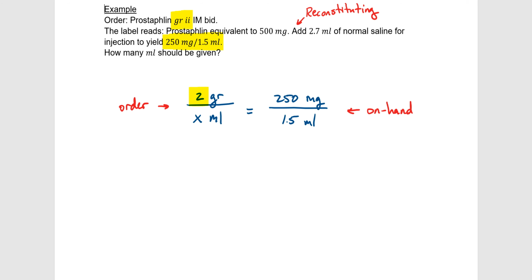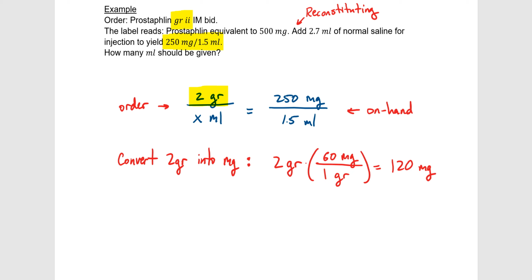So we recognize that we have different units in the numerator. We have grains and milligrams. So let's convert 2 grains to milligrams. So converting that into milligrams, we're going to multiply by the conversion, which is 60 milligrams divided by 1 grain. The grains cancel, we get 2 times 60, which is 120 milligrams.